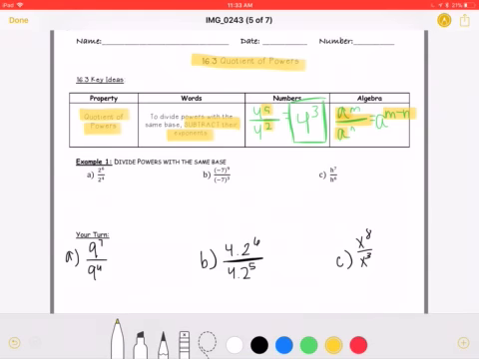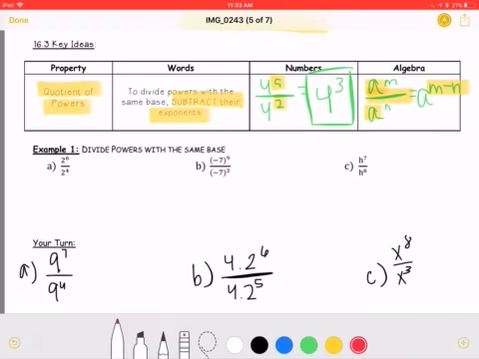So let's do some examples together. Let's look down below at our example 1. Divide powers with the same base. 2 to the 6th divided by 2 to the 4th. We keep our base of 2 and now subtract 6 minus 4 and you get 2. That's it. We can keep it in terms of powers unless it tells us otherwise.